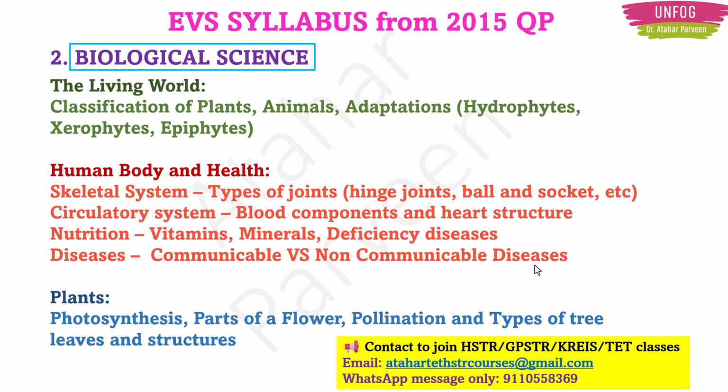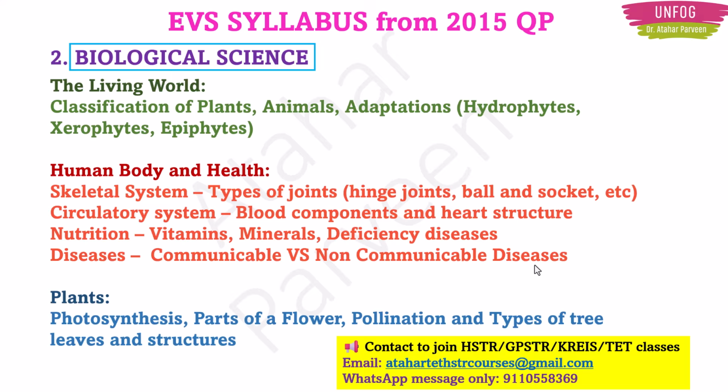Many a times animals and plants exist in very extreme conditions, like very hot conditions or very cold conditions. So how do they adapt to such extreme conditions? That we'll learn about in this chapter. Then we have human body and health. For example, we have the skeletal system, like the study of bones and what are the joints, that all we'll study. And then in the circulatory system, we'll study how blood is circulated in our body, and what are the components of the blood, like what the blood is made up of, and the most important organ necessary for circulation in our body, which is the heart. We'll study about the heart and its structure.